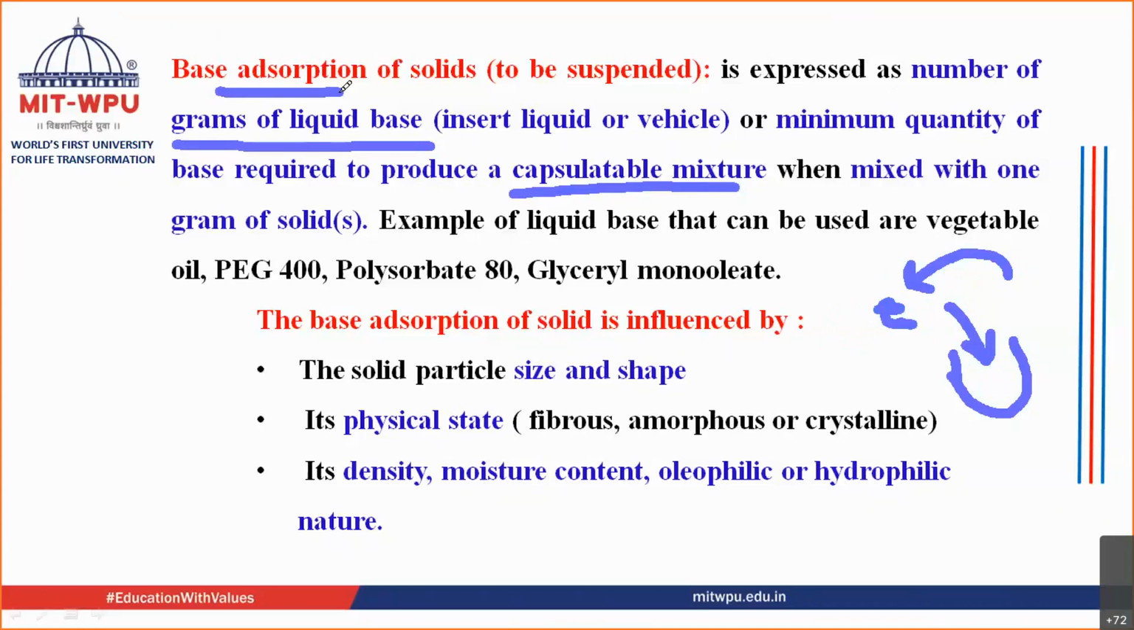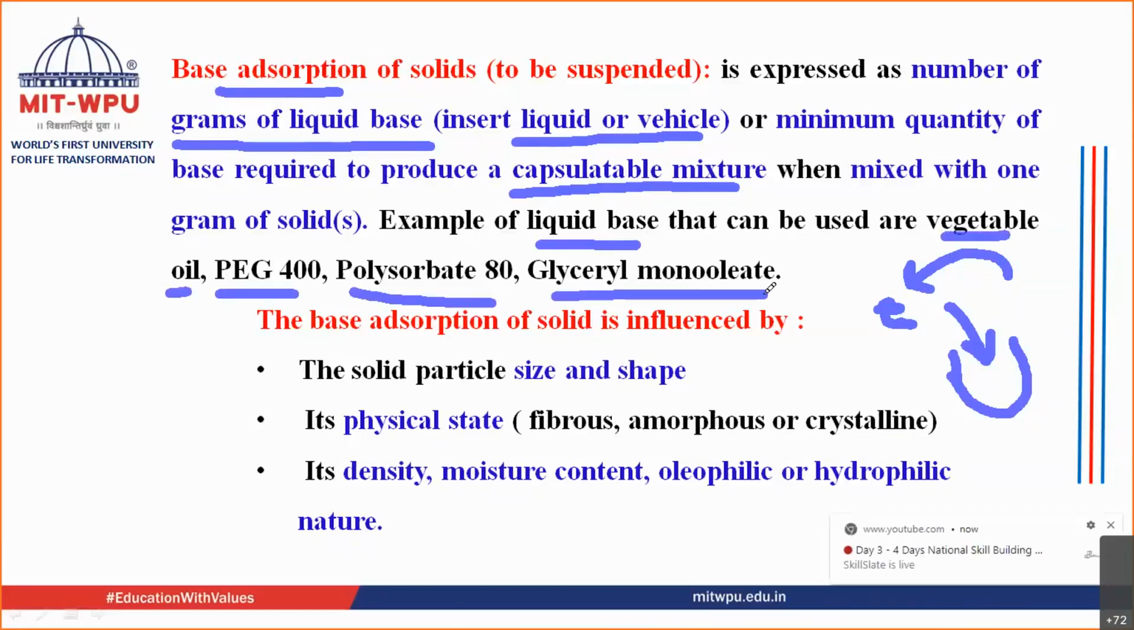So it is expressed as the number of grams of liquid base, that is, liquid or vehicle. So what are the liquids and vehicles that can be used? There are different liquid bases that can be used. You can use vegetable oil, PEG 400, polysorbate 80, glyceryl monooleate, and a number of materials in order to prepare this capsulatable mixture. How much of this material is required to be added to prepare the capsulatable material? That is nothing but the base adsorption.